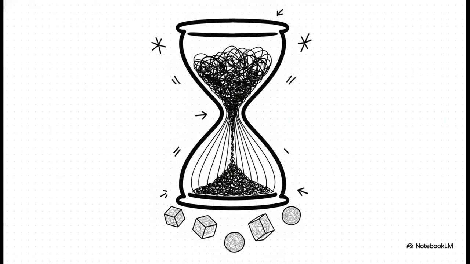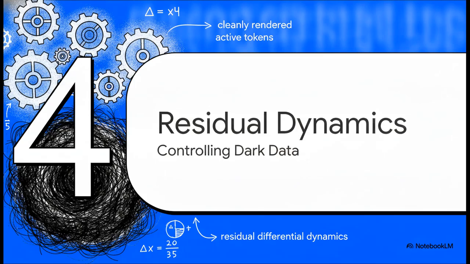And honestly, this mathematically explains a massive physical mystery. It's exactly why physical matter appears to us as discrete, highly localized point-like particles, rather than smoothly bleeding across all spatial dimensions. Which brings us to Section 4, residual differential dynamics.